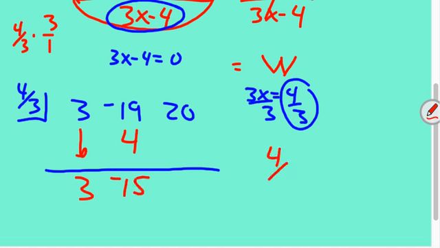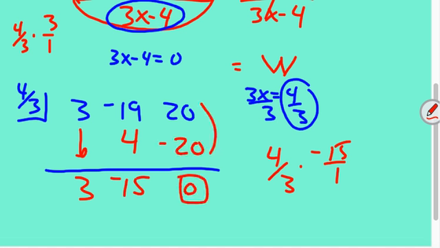4/3 times negative 15 over 1. That's negative 60 over 3, or negative 20, which is nice. When I add these two up, I get 0. It divides in there evenly. There's no remainder.